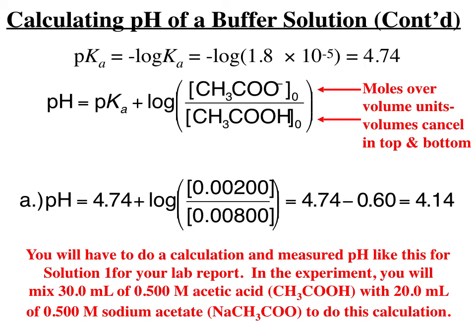So again, notice that this will be a calculation of the type that you have to do. The laboratory we're going to do does not mix the exact proportions we saw in this example, but they happen to mix 30 mLs of 0.5 molar acetic acid with 20 mLs of 0.5 molar sodium acetate. You're supposed to calculate the pH of that solution using the Henderson-Hasselbalch formula for your lab report that's due.